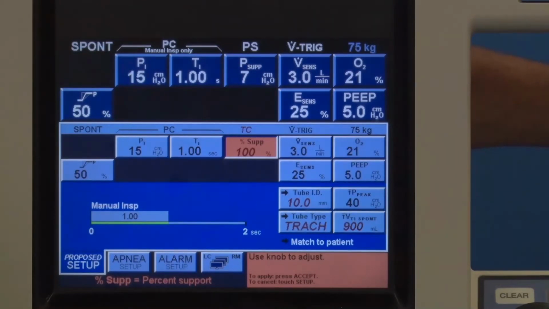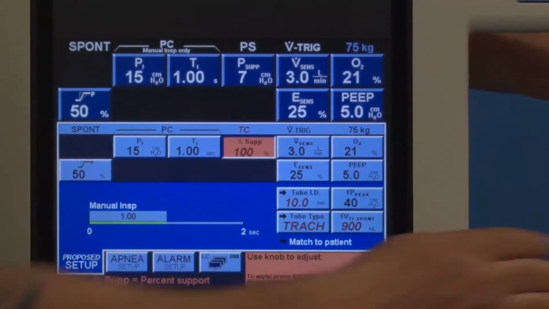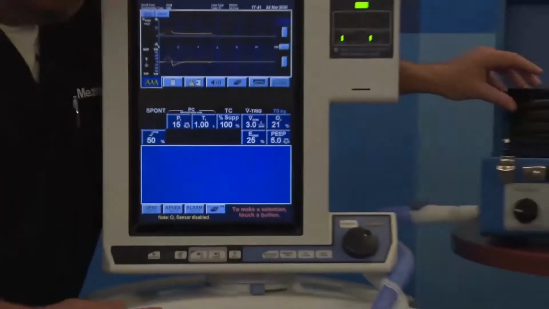You could think of using it at 50% or something lower if you're worried about a difficult intubation or a very risky airway where I really don't want to remove this tube and get it wrong. So you could turn down percent support and kind of treat the patient as if they had a smaller and smaller tube, but they really don't. I would just leave it at 100%. Press accept. Okay.